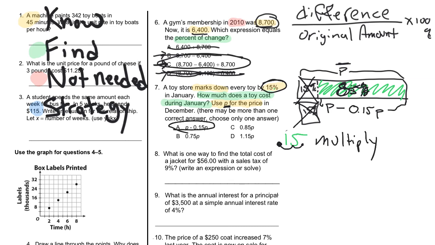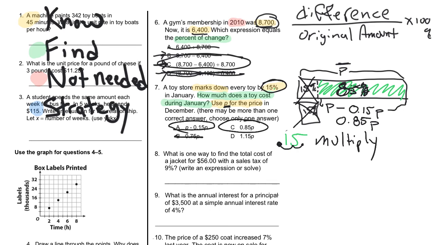Well, if I'm just trying to find 85% of the original amount, I would do a similar thing where I would move the decimal point over 2 to put it in decimal form, and I would have 0.85p. Is that on here? It sure is. Okay, 0.75p, that would be 25% reduction.